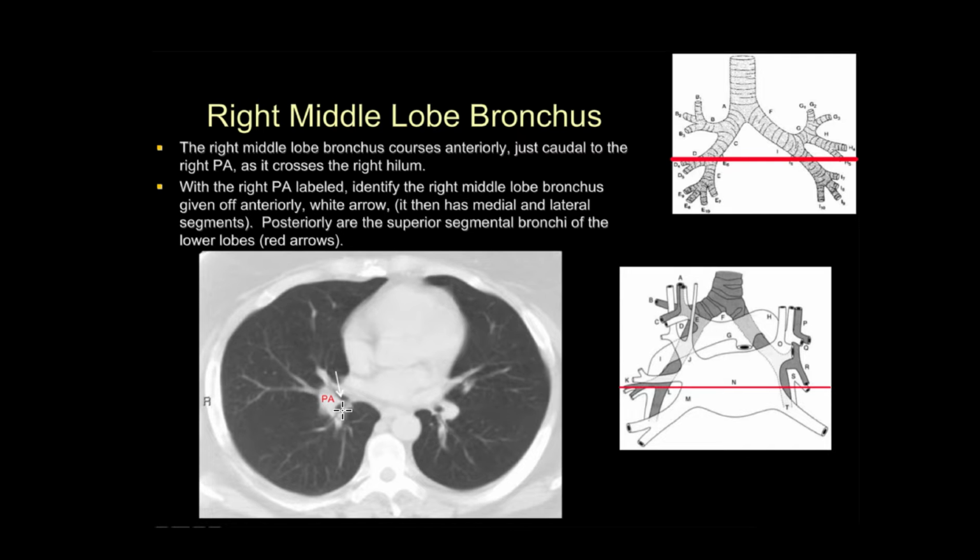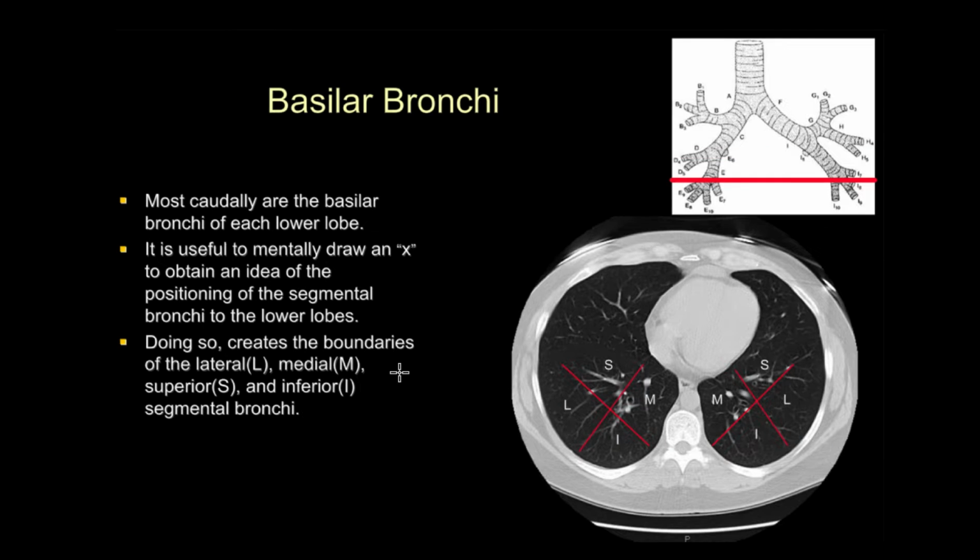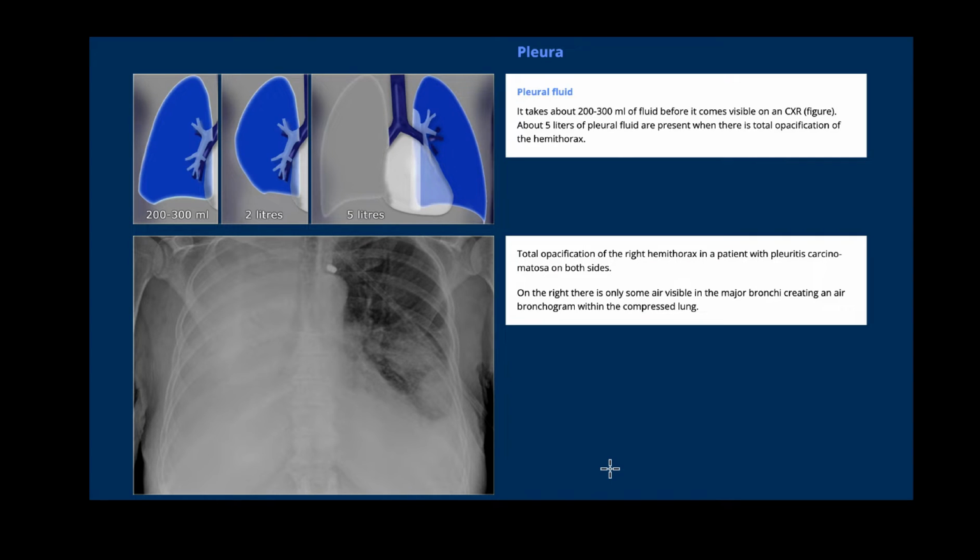And so here's your pulmonary artery, which is labeled, and your right middle lobe bronchus is going to be given off anteriorly here, signified by that white arrow. This was a helpful diagram to split apart the basilar bronchi, and it's basically to draw an X, and then you can separate that into your superior, your lateral, your medial, and your inferior segmental bronchi. And so finishing up pretty soon.